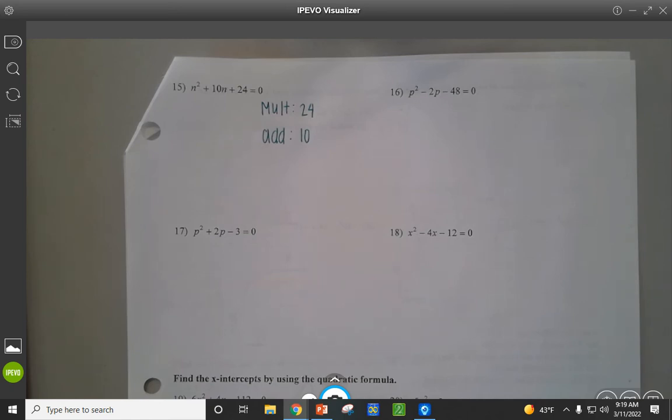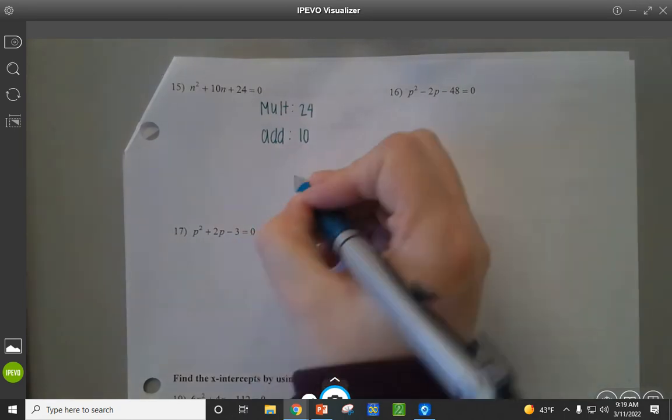Numbers that multiply to be 24 and add to be 10. And yes, they are 6 and 4. Now, here's what you do if you can't figure those out.